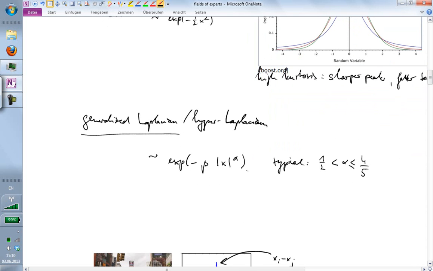And note that if you look at the potential of this, so if I take the log of this, then for alpha equals 1, I obtain just the absolute value of x, which is still a convex function. And if I make alpha smaller than 1, then I obtain something which is no longer convex.